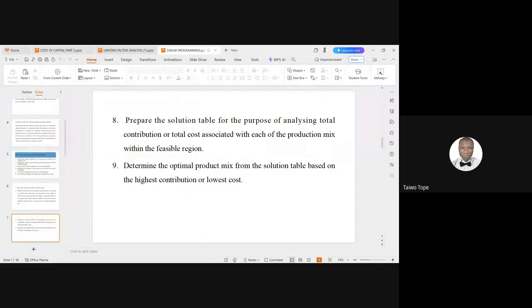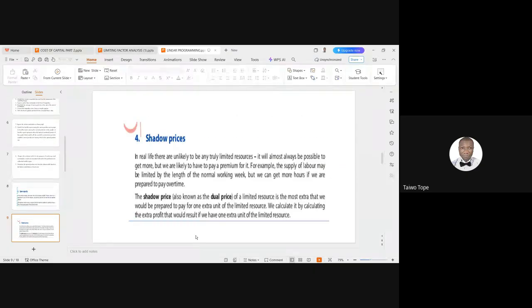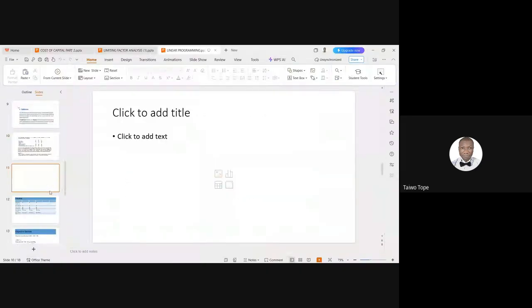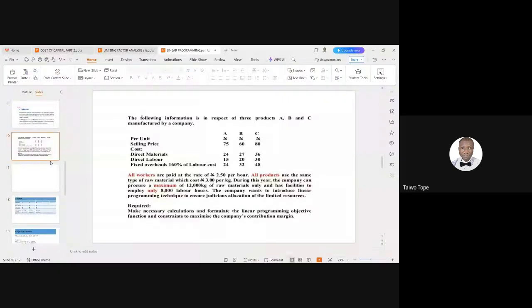So we'll start with not too complex questions as it relates to linear programming. Let me see if I have a simple example to illustrate this. Okay, let me see. All right, let's start with this.